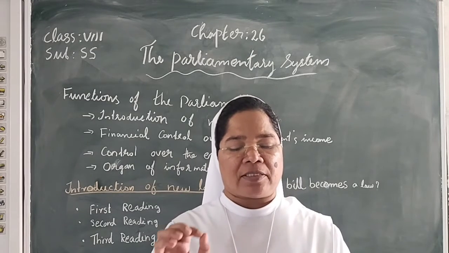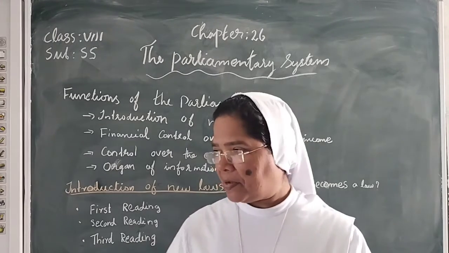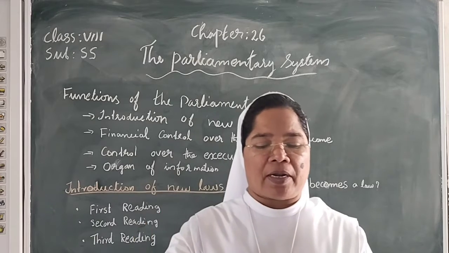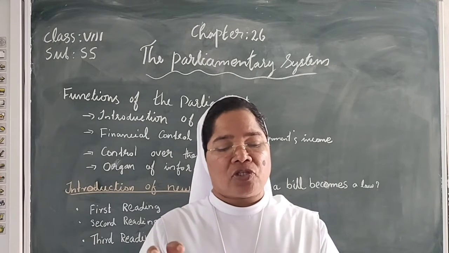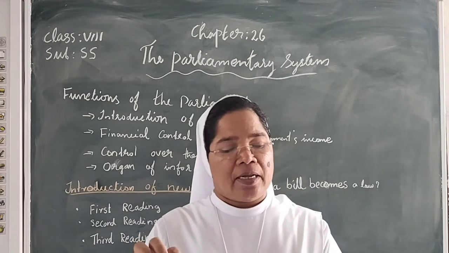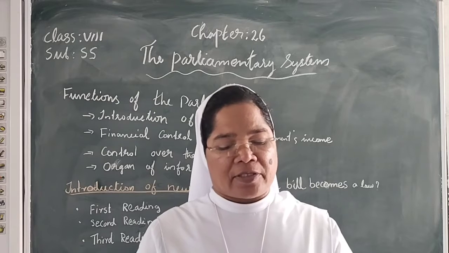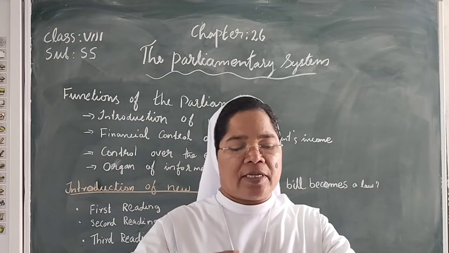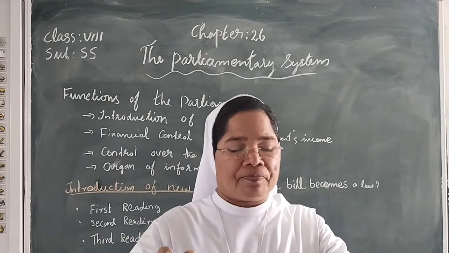Once both houses pass the bill, it is sent to the President for approval. This is the first stage. The second stage is the joint sitting. In this situation, the bill is returned to the other house with some suggestions, but the house where it originated does not accept them. The President then summons a joint sitting of the Lok Sabha and Rajya Sabha. It is presided over by the Speaker, and the decision is taken by a majority of the total number of members of both houses present and voting.